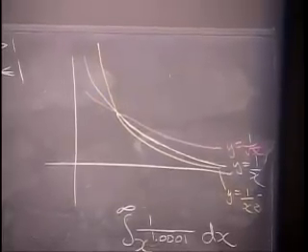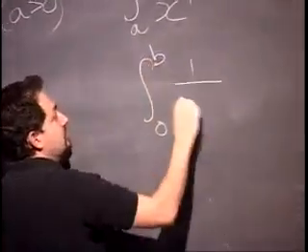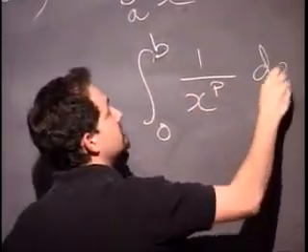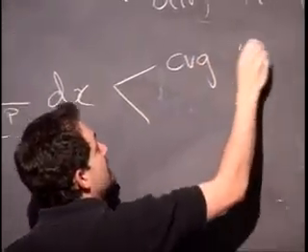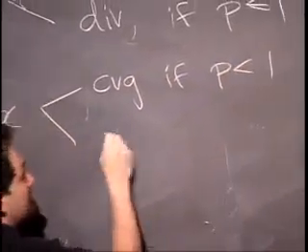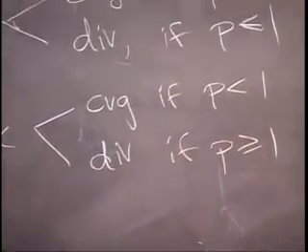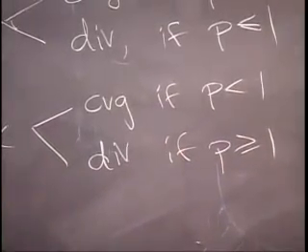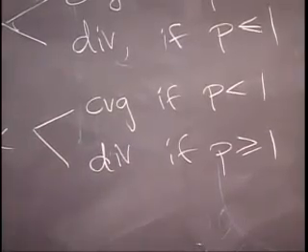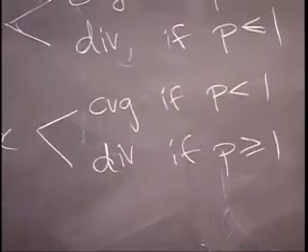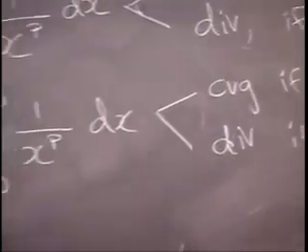So, if you go from 0 to a, well, let's call it b, 1 over x to the p, this now converges if p is less than 1, and it diverges if p is greater than or equal to 1. So 1 is the bad one for both, but only just. And this, of course, is true if b is less than infinity. If b equals infinity, then you have to split up the integral.